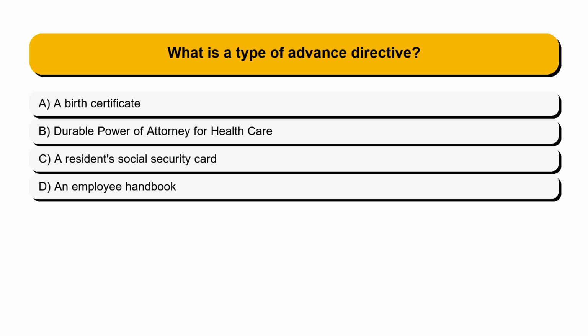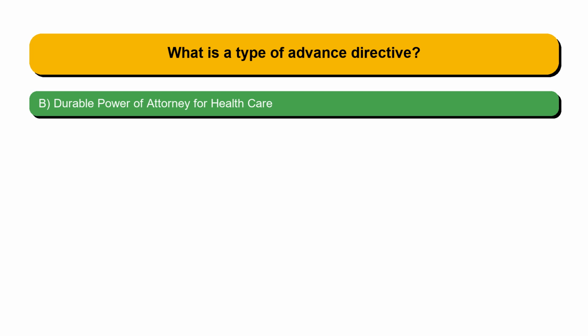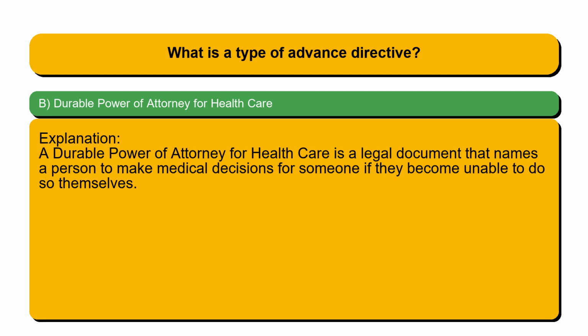Question 11. What is a type of advance directive? Option A, a birth certificate. Option B, durable power of attorney for health care. Option C, a resident's social security card. Option D, an employee handbook. The correct answer is option B, durable power of attorney for health care. A durable power of attorney for healthcare is a legal document that names a person to make medical decisions for someone if they become unable to do so themselves.